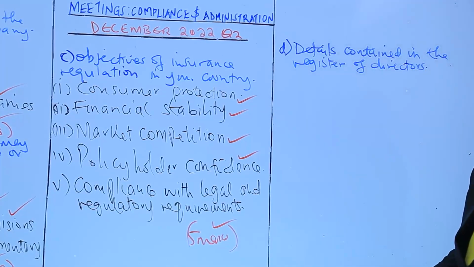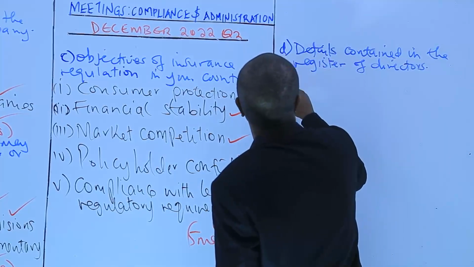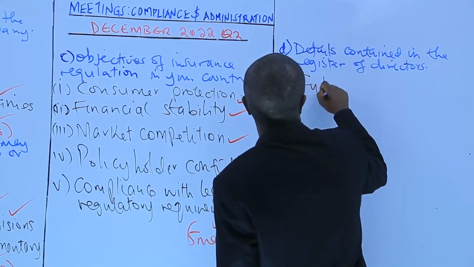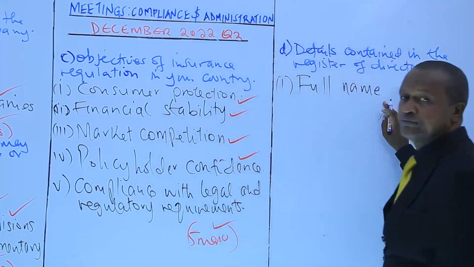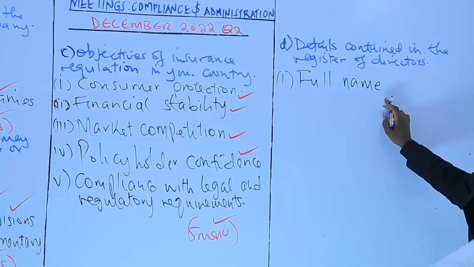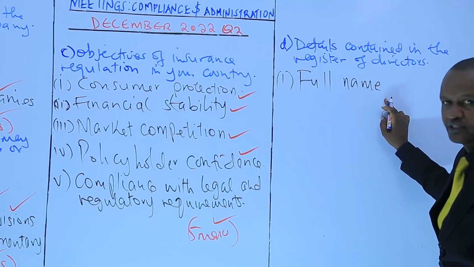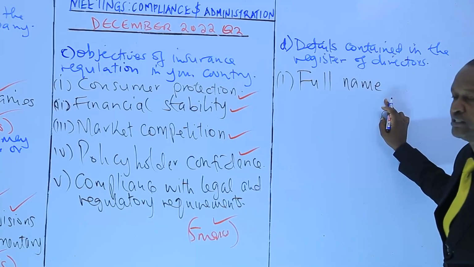One is the full names of the directors. The register will list the full legal names of all directors associated with the company.